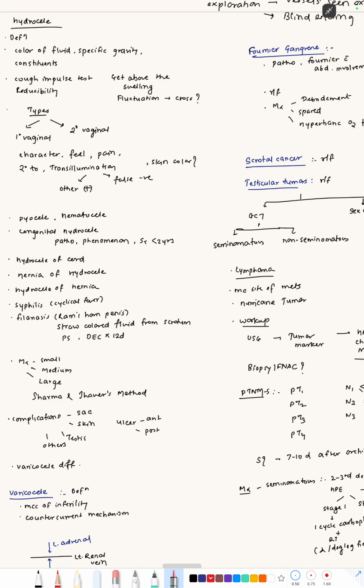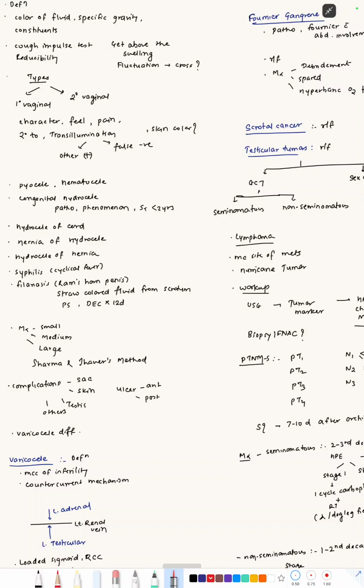Trans-illumination is positive in primary vaginal and negative in secondary vaginal, because of turbid fluid. Other positive trans-illuminations include cystic hygroma, ranula, meningocele, encephalocele, and epididymal cyst. A false negative is seen in case of wrong technique, or if there is thick scrotal skin, pyocele or hematocele. Skin color does not matter in trans-illumination.